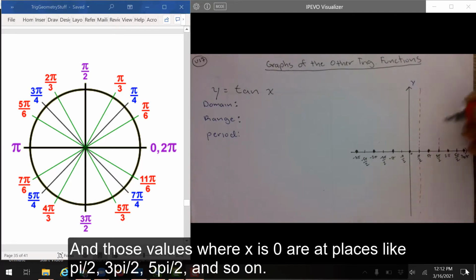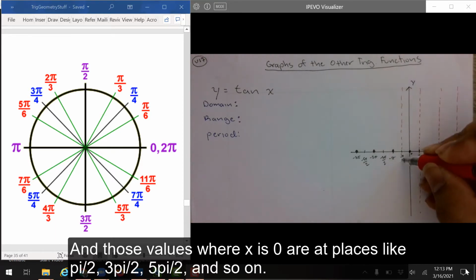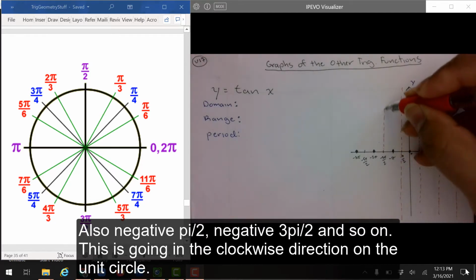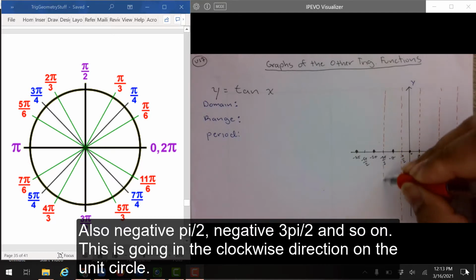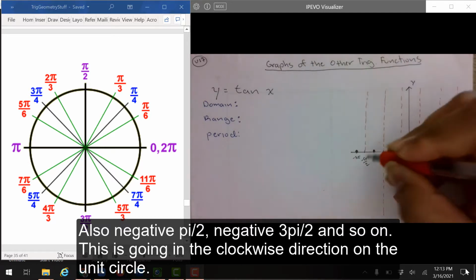And those values where x is 0 are at places like pi over 2, 3 pi over 2, 5 pi over 2, and so on. Also, negative pi over 2, negative 3 pi over 2, and so on. This is going in the clockwise direction on the unit circle.